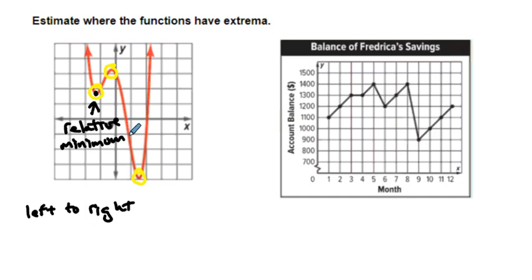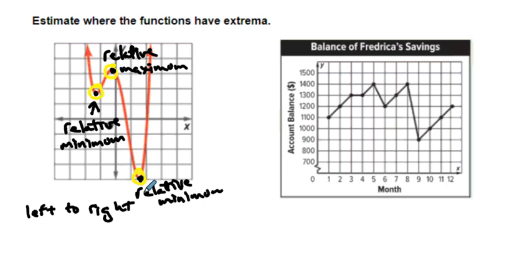Relative minimum. This point right here is a relative maximum. And then we have another relative minimum. Remember, relative means related to the area it's in, right? And these can change very quickly. Like these two are very close to each other.